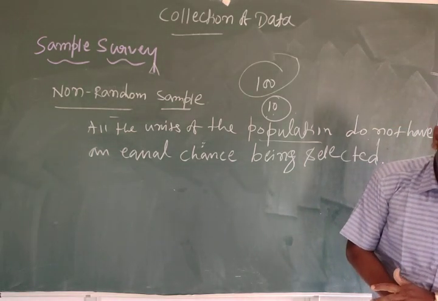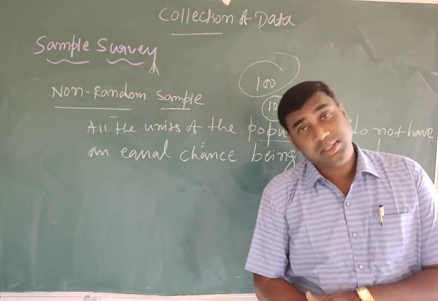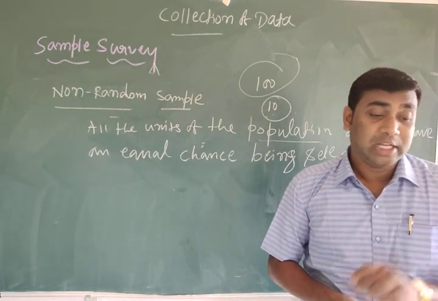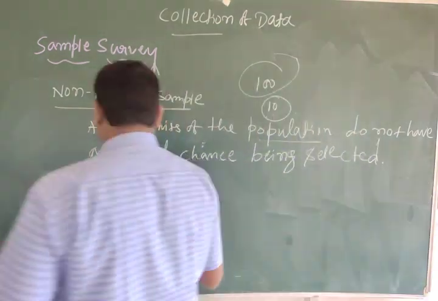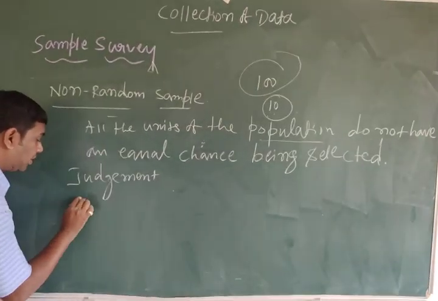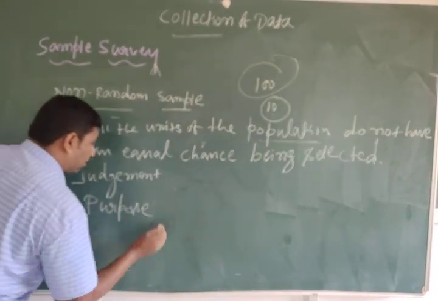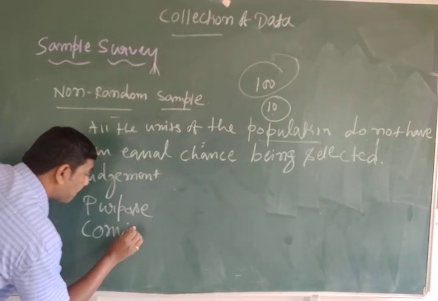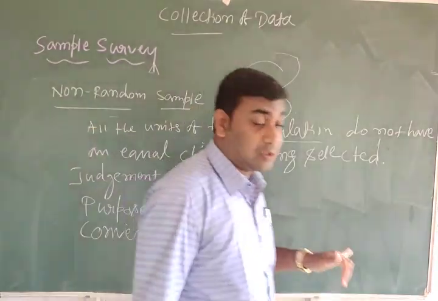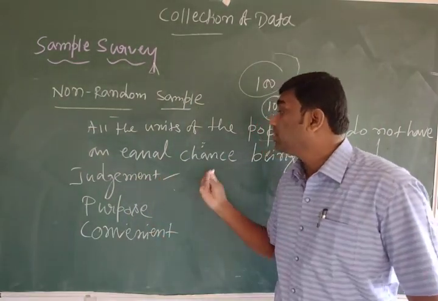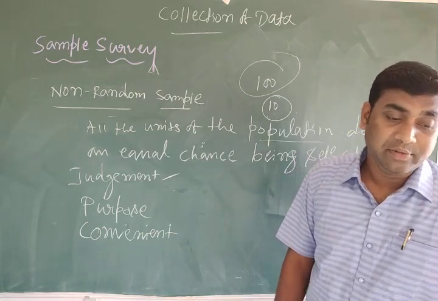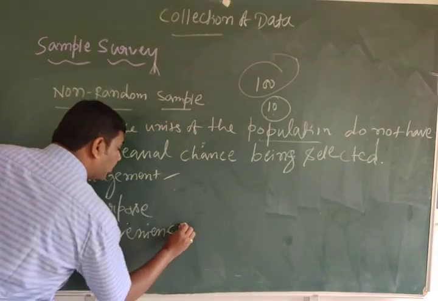It is in his hands. Whichever way he selects, whether he selects those known to him or those known to his friends, it depends upon him or that person only. That depends upon the investigator, it may be his judgment. They are selected mainly on the basis of judgment, purpose, convenience or quota.